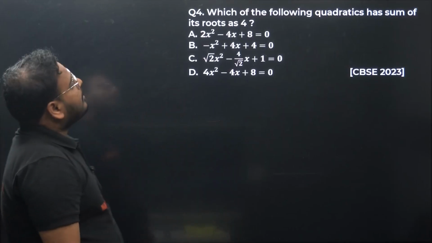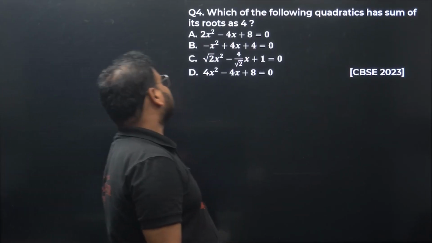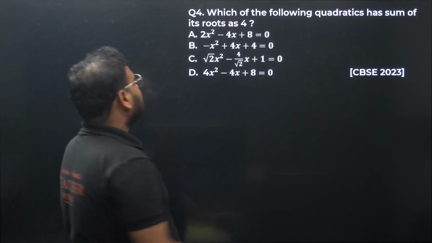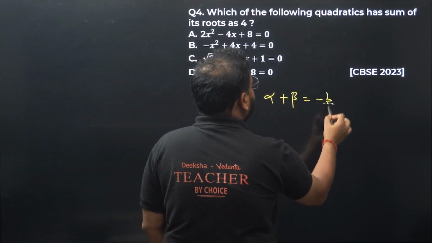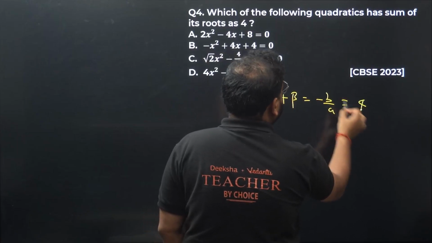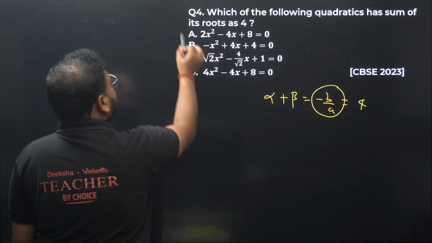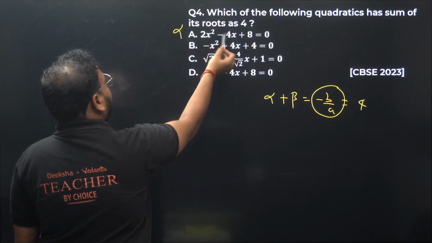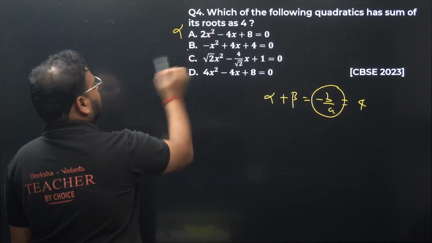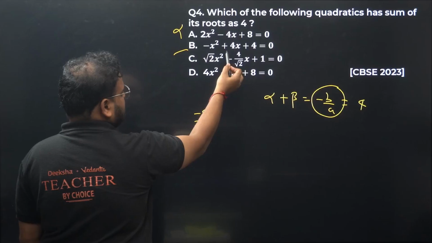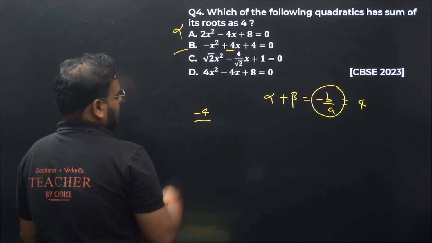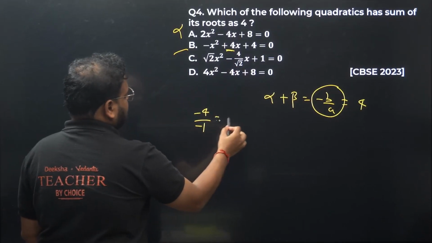Again a PYQ. Which of the following quadratics has sum of its roots as 4? Please check the sum formula. Alpha plus beta is given by minus b by a. Check whenever this is coming as 4. This cannot be the case, because if you do that, you're going to get 2. What about this? Yes, this is correct. Minus b by a, right? So minus b value is 4. So minus b by a, a is minus 1, answer becomes 4.